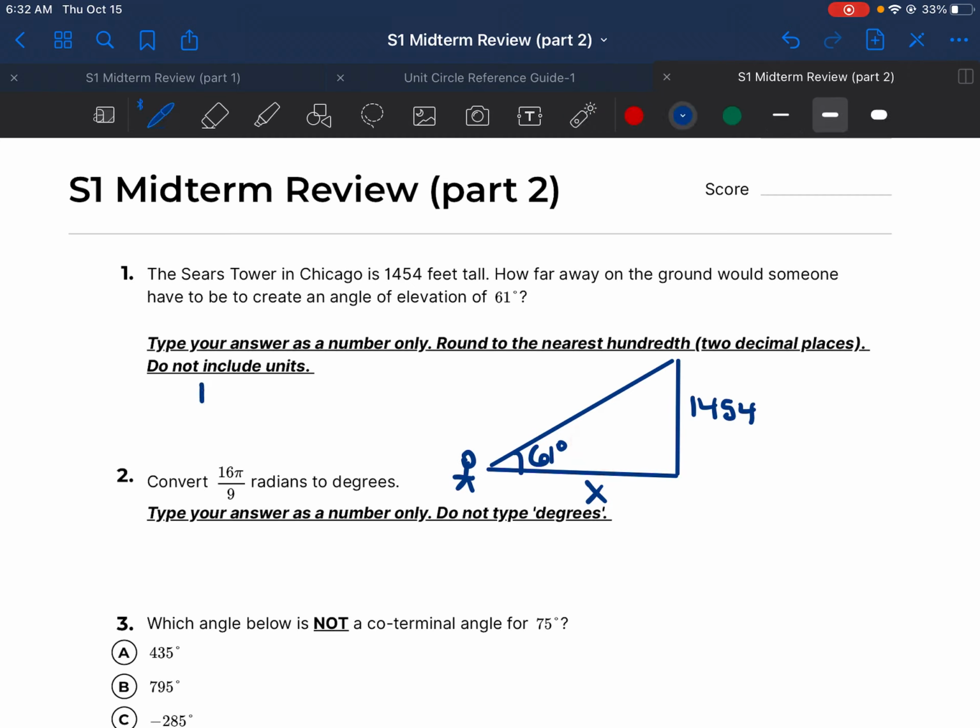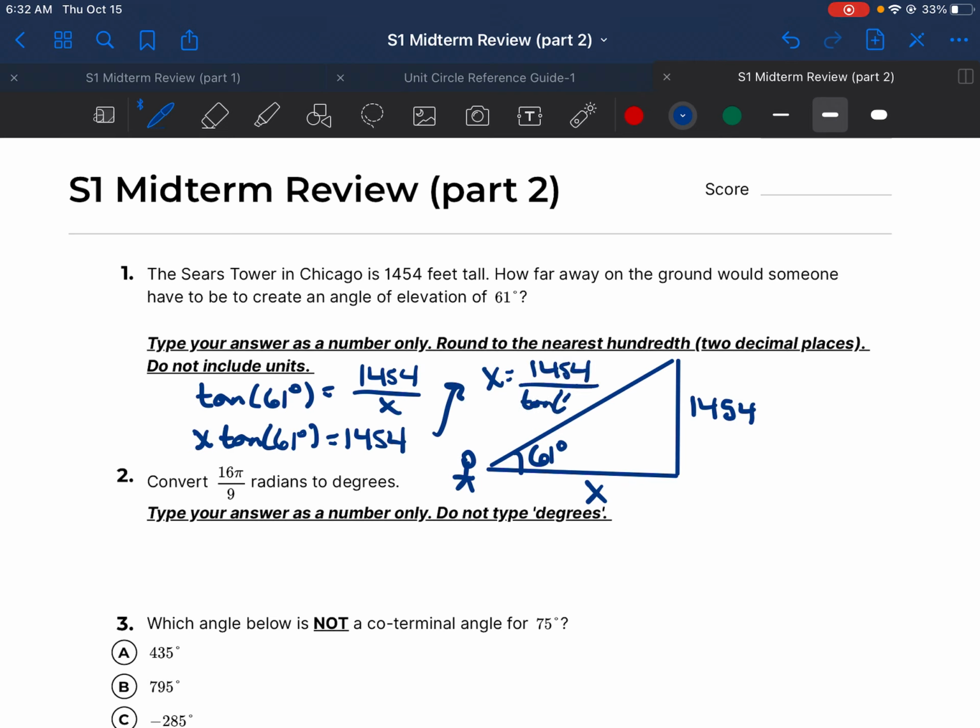So we're going to set up the tangent of 61 degrees is equal to 1,454 divided by x. In the next step we're going to multiply x on both sides, so we would get x tangent of 61 degrees equals 1,454, and then we would divide both sides by tangent of 61 degrees, which would give us that x equals 1454 divided by tangent of 61. Make sure that your calculator is in degrees, since the angle we are working with is in degrees.